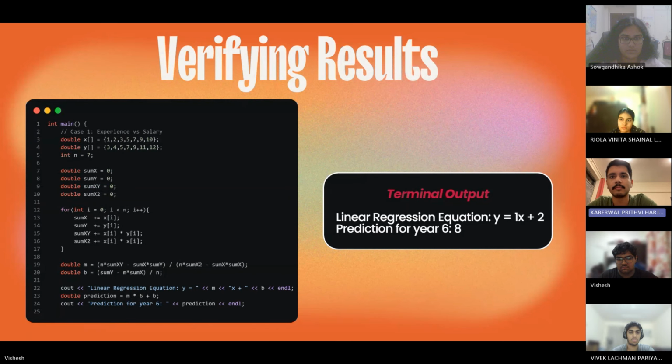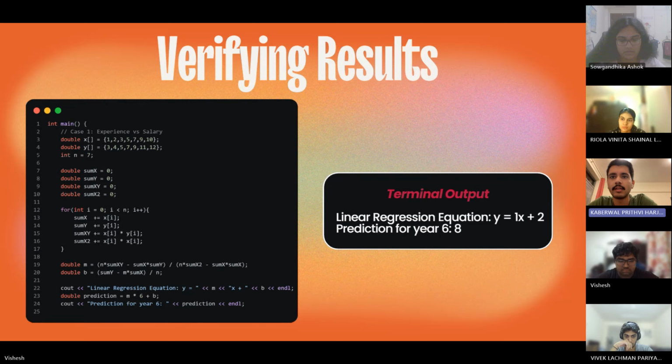So this is the C++ code for verifying the results. I'll just explain the code and the short output that we have over here. The calculation of the slope and the intercept is done in this code. So we have the main in which there are two arrays in which the values have been put from the x and y columns: 1, 2, 3, 5, 7, 9, 10, and 3, 4, 7, and so on. The n, the number of elements over here, is 7.